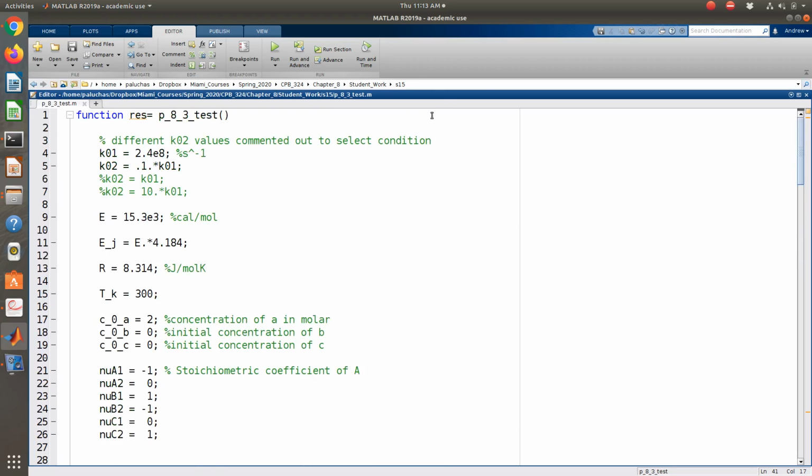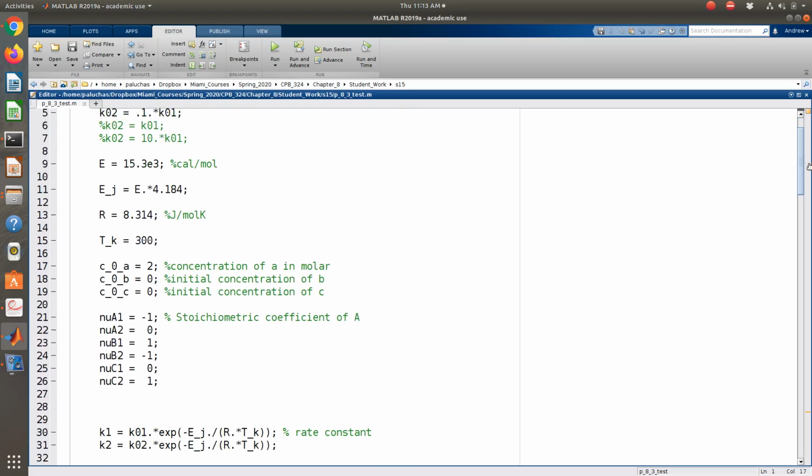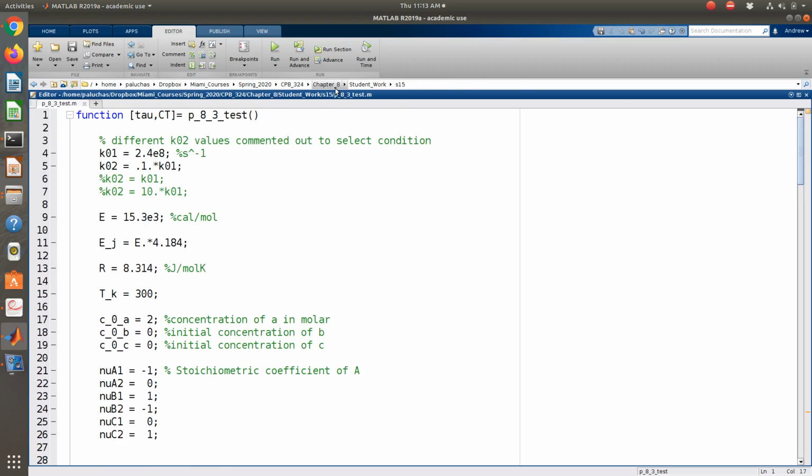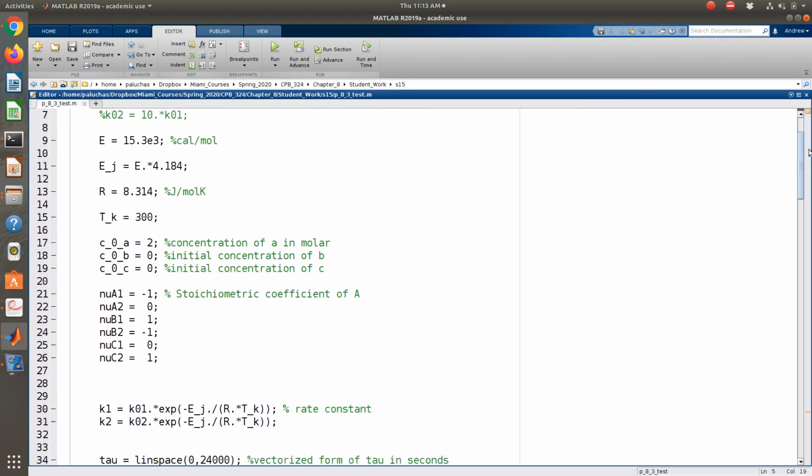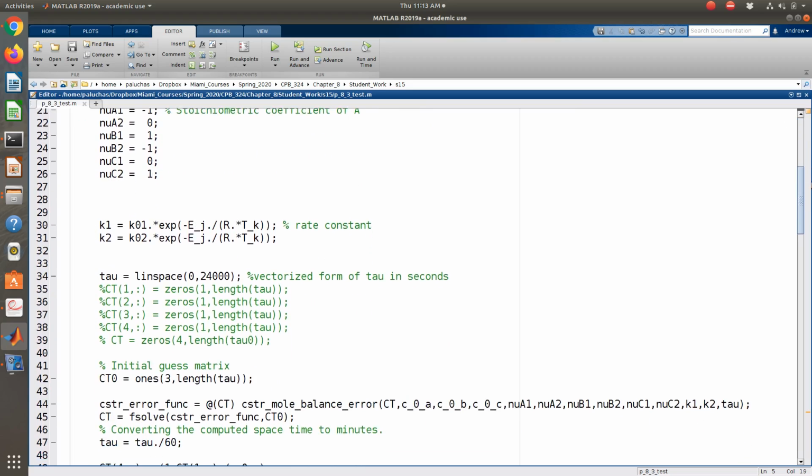So if you wanted to, you could return, say, tau and CT, your matrix of concentrations. And if you wanted to generalize this, let me make an input of multiple, and then let's just take that multiple that you're looking at and multiply it by k0.1 to get k0.2. But yeah, it works. It's good.